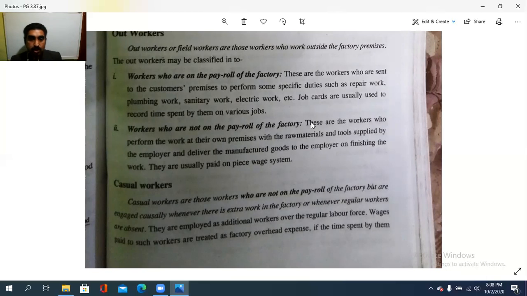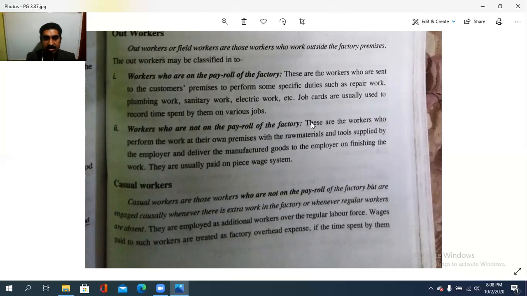Casual workers are those workers who are not on the payroll of the factory but are engaged casually whenever there is an extra work in the factory or whenever regular workers are absent. അതായത് സ്ഥിരമായിട്ട് വർക്ക് ചെയ്യുന്നവര് ആബ്സെന്റ് ആകുമ്പോൾ ഇവരെ വിളിച്ചാണ് വർക്ക് ചെയ്യുന്നത്. അതായത് റീപ്ലേസ്മെന്റ് എന്ന് പറയാം, സബ്സ്റ്റിറ്റ്യൂട്ട് എന്ന് വേണേൽ പറയാം. They are employed as additional workers over the regular labor force.